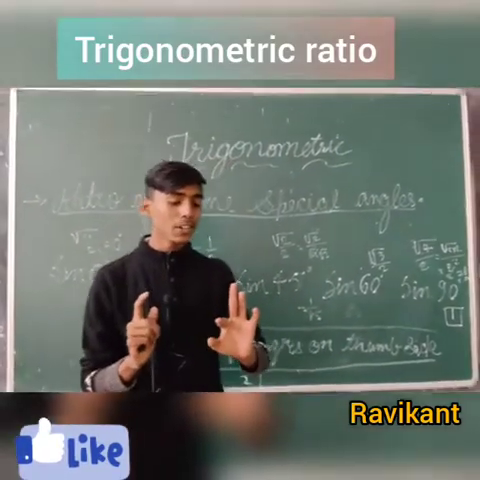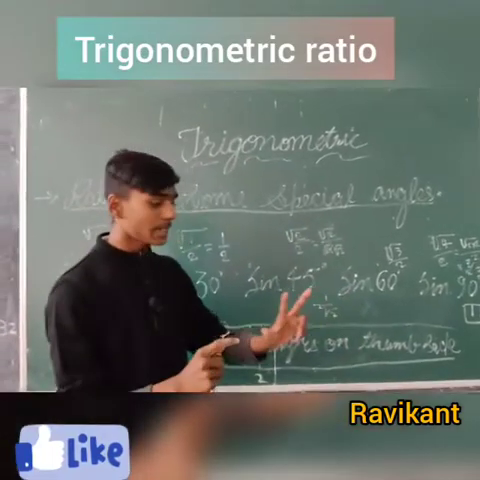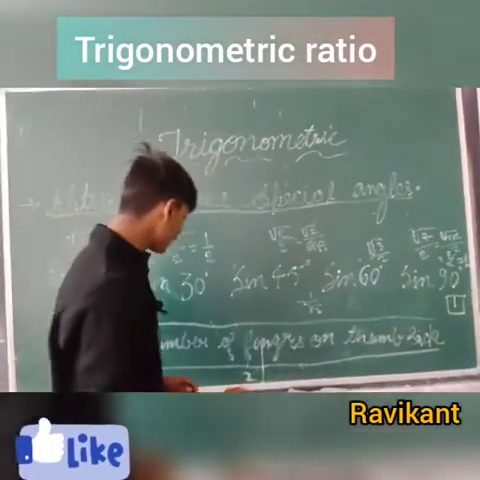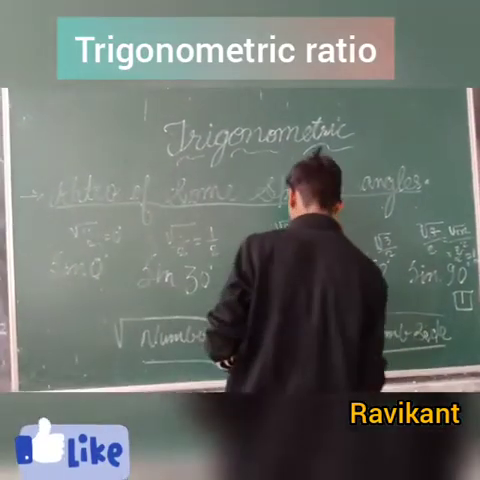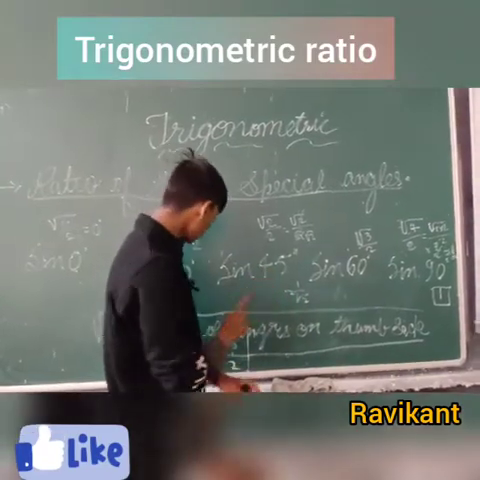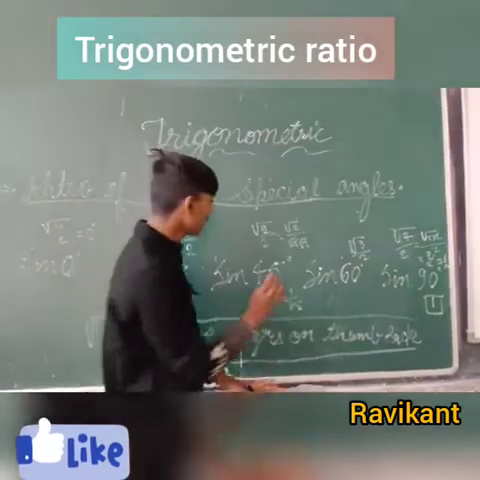So we are taking the value of 45 degree. Here 2 fingers are there on the thumb side. How many fingers are there? 2. Then we will find it. Here I took out the value 2, under root of the number of fingers, 2, divided by 2.